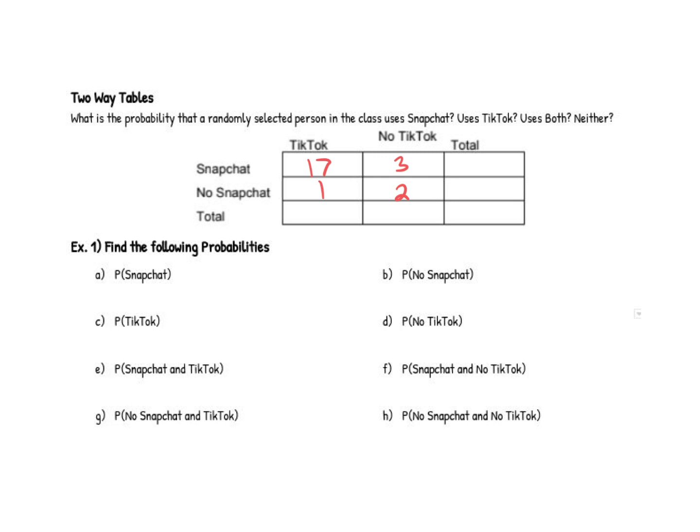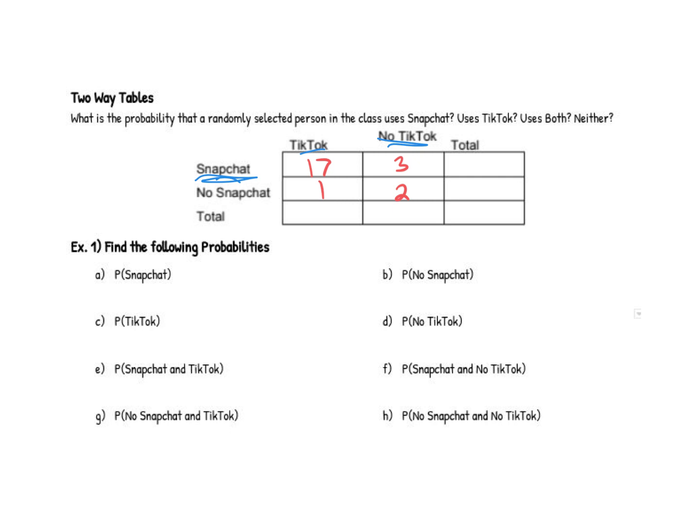So we have 17 people who have both Snapchat and TikTok. See it right there. And then you have 3 people that have Snapchat but no TikTok. You've got 1 person that falls under TikTok but no Snapchat. And 2 people that have no TikTok and no Snapchat.